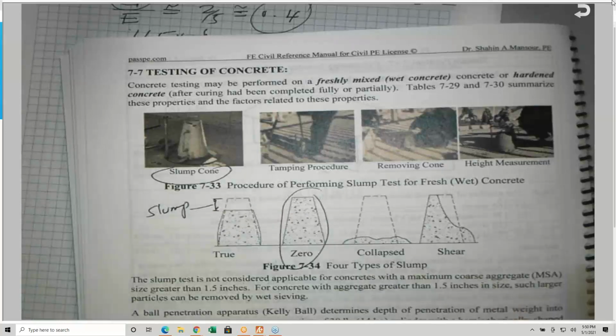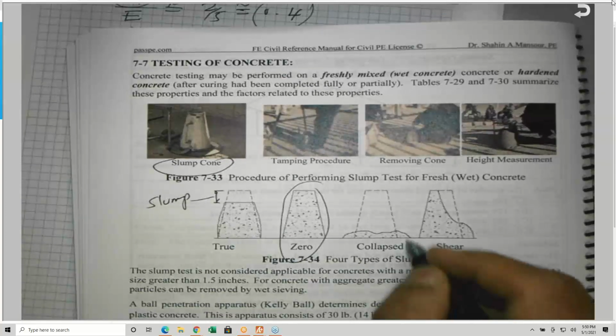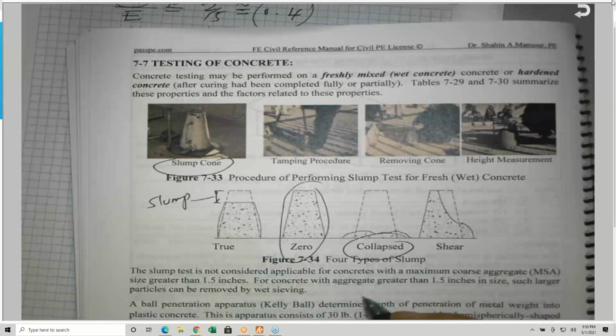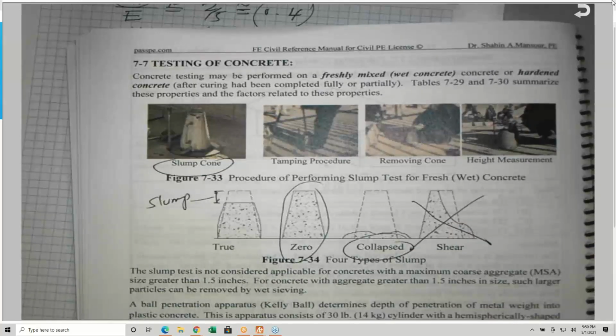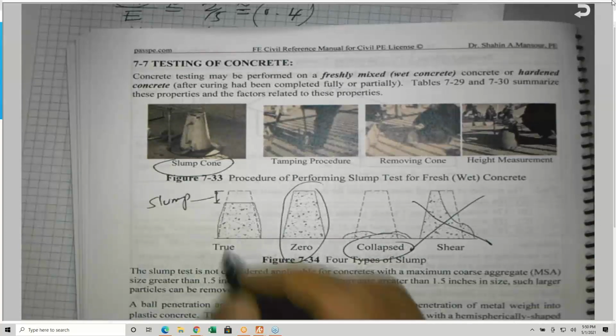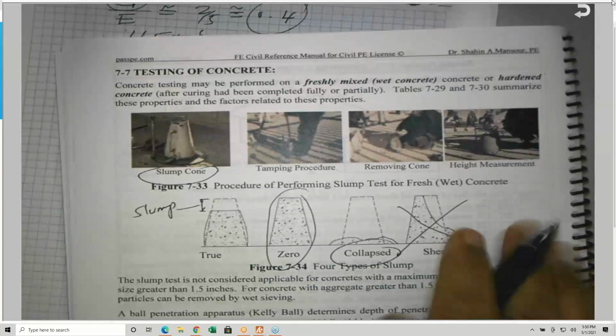We don't like to have a mix that is really very harsh or very soupy. This is, for example, a collapse if there is too much water. Okay, so this is not acceptable. This is called shear. If the cone shears like this, it is not a true slump, where you lift it up between 5 to 7 seconds.